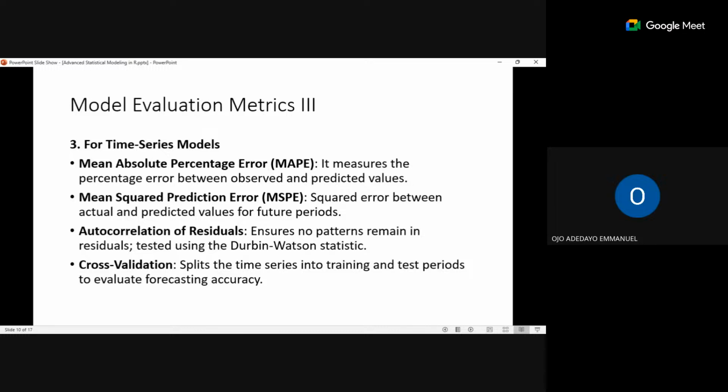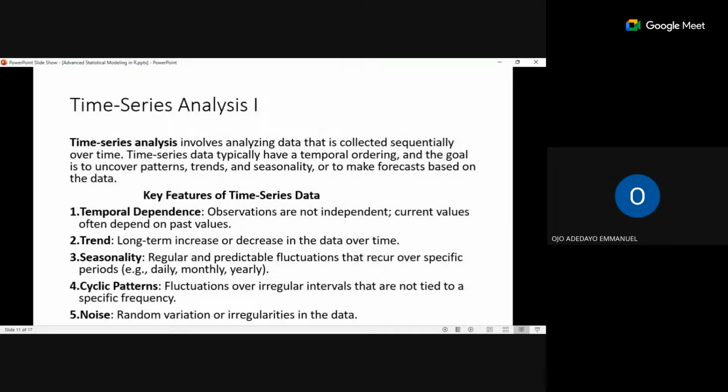You will use 80 to train your model and 20 to test it. Or you can use 70 to train your model and 30 to test it. Split your time series into training and test periods to evaluate forecasting accuracy. By the time you test your model with the remaining data, you can conclude that this model is good for prediction. Now let us move to time series analysis.